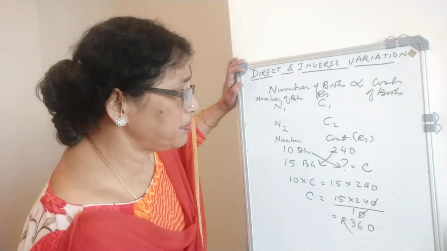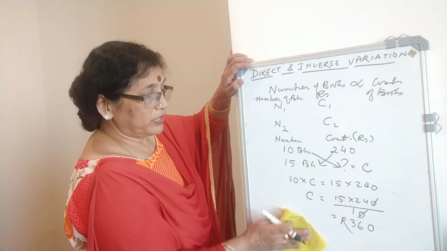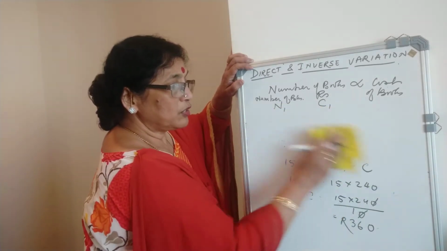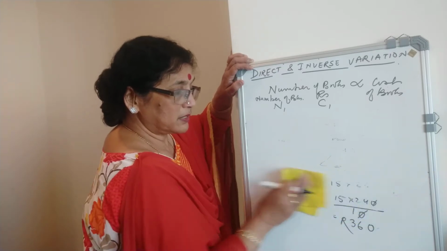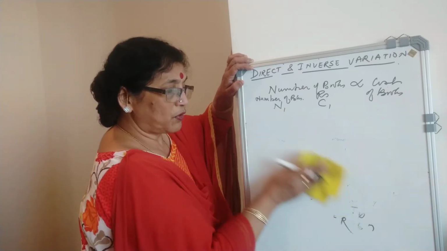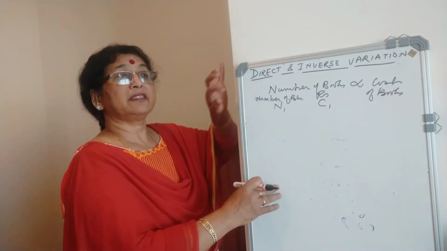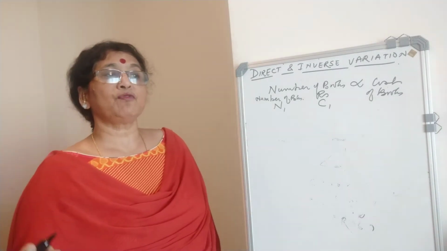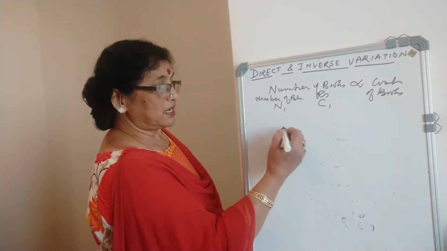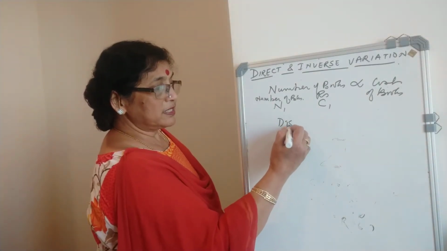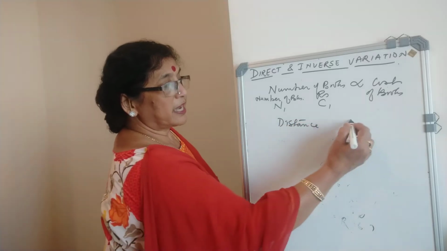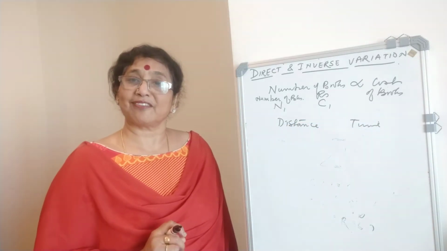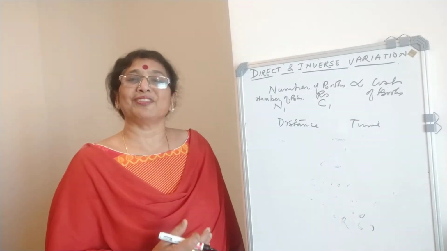Again, another example I'll give you. Where do we use it? Suppose I say I travel 240 kilometers in, say, 12 hours. Just an example. Or I travel 240 kilometers in 18 hours. So I am doing distance and time, and distance and time are directly proportionate. Why? The more the time, the more the distance.